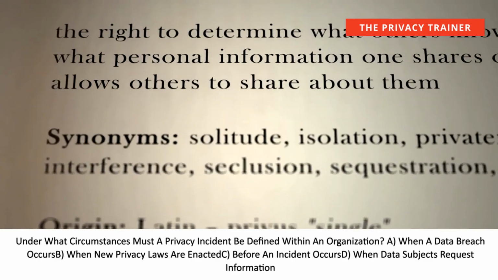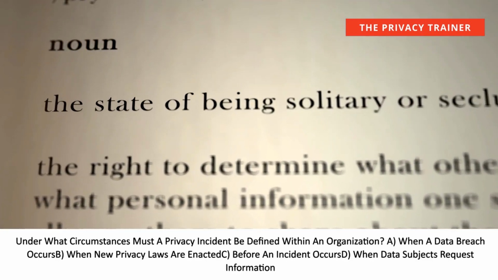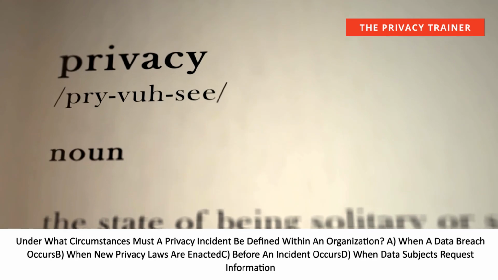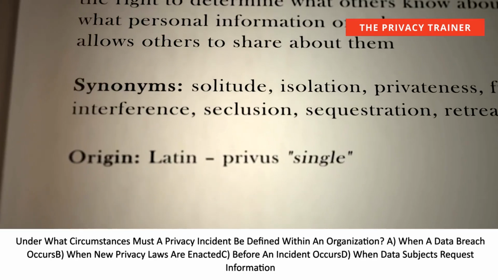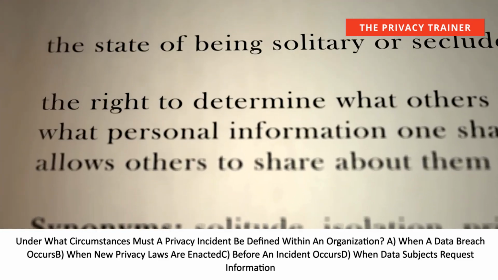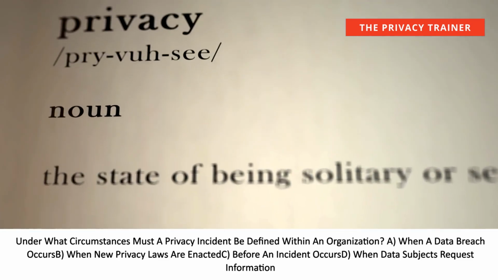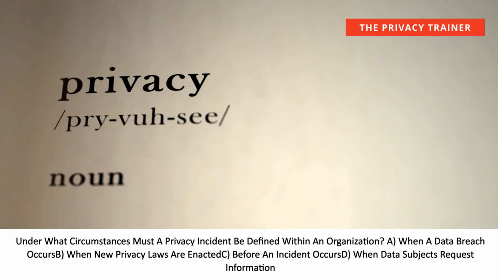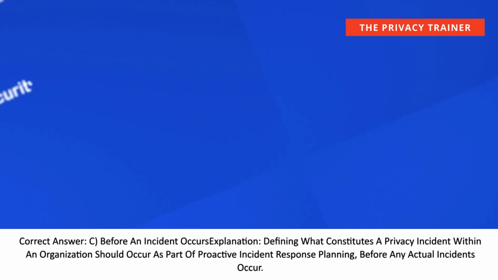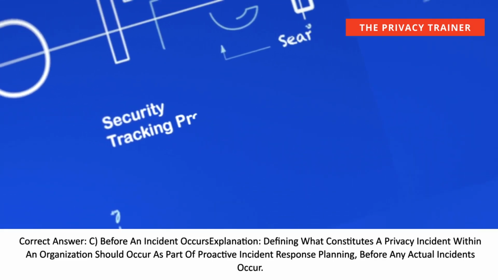Under what circumstances must a privacy incident be defined within an organization? A. When a data breach occurs. B. When new privacy laws are enacted. C. Before an incident occurs. D. When data subjects request information. Correct answer, C. Before an incident occurs.